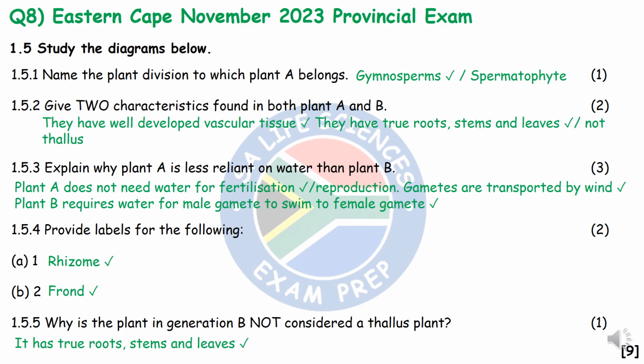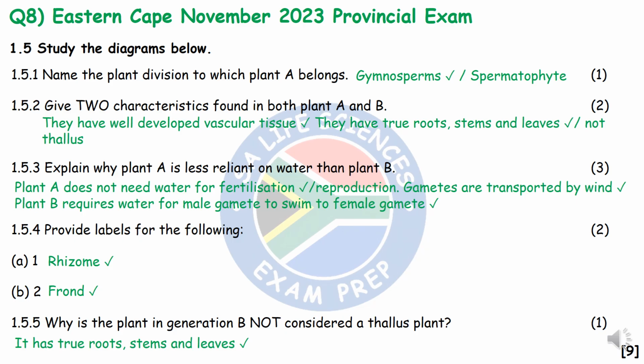Question 1.5.3, explain why plant A, the gymnosperm, is less reliant on water than plant B. Plant A does not need water for fertilization because the gametes are transported by the wind. Plant B requires water for the male gamete to swim to the female gamete.